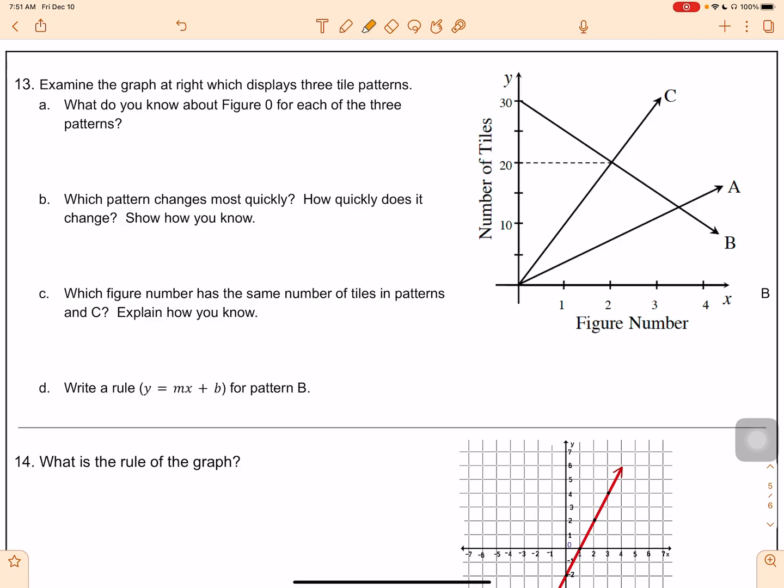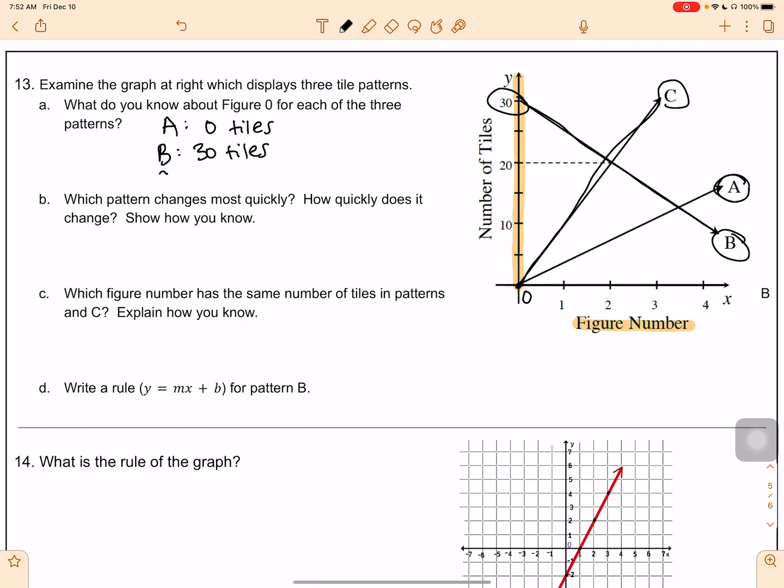Well, I see here that on the x-axis, that is our figure number. Figure 0 would be right here along the y-axis. This is what figure 0 would be because 0 is right there, okay, at this point here. So, pattern A, it looks like pattern A has 0 tiles. So A, 0 tiles in figure 0. Pattern B, look at B here, has 30 tiles in figure 0. And C also has 0 tiles, just like A.